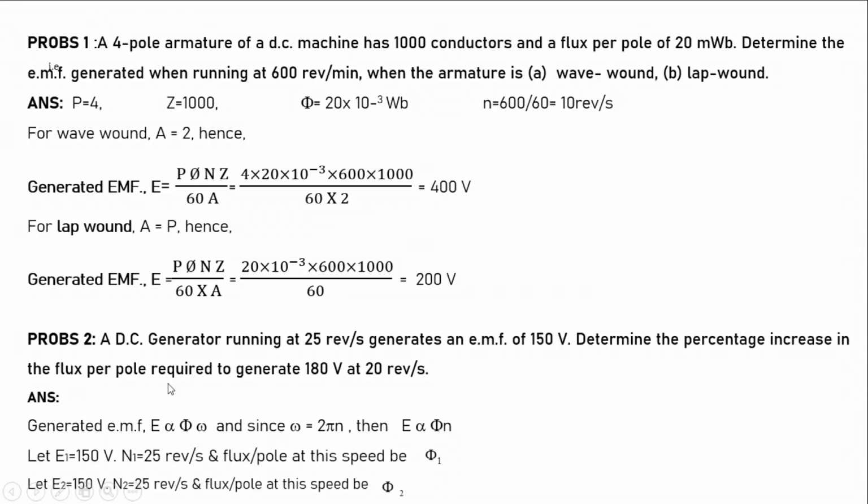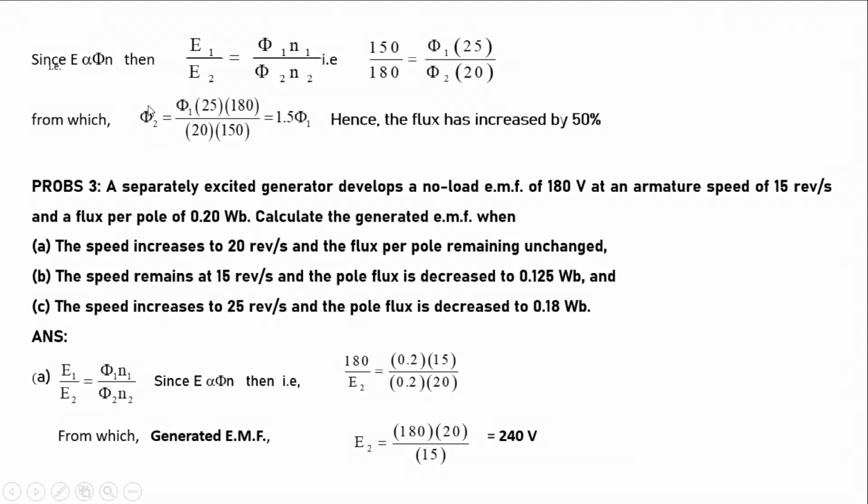So the percentage increase in the flux required to generate 180 volts at 20 revolutions per second. So that is phi 2, the second case. By looking at this equation, phi 2 is equal to 1.5 phi 1, we can say that flux has increased by 50%. Otherwise it is phi 1, now it is 1.5 phi 1, meaning the flux has increased by 50%. That's the answer.